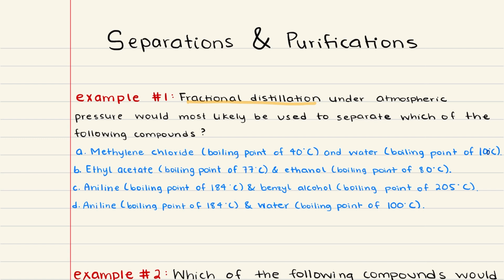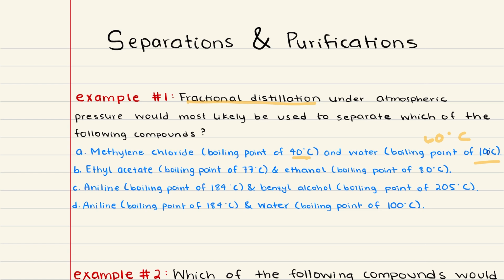A says methylene chloride, boiling point of 40 degrees Celsius, and water, boiling point of 100 degrees Celsius. That's a difference of 60 degrees Celsius, which is too far apart for fractional distillation. You just use simple distillation here.